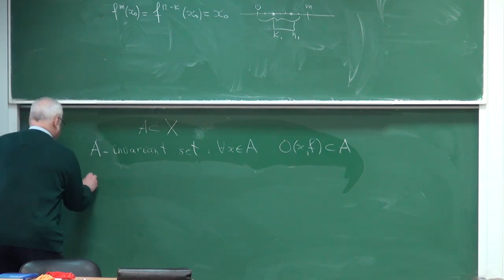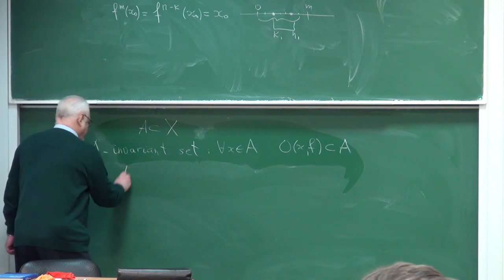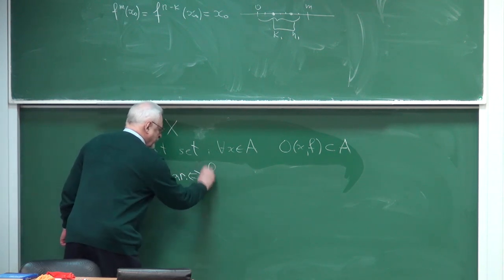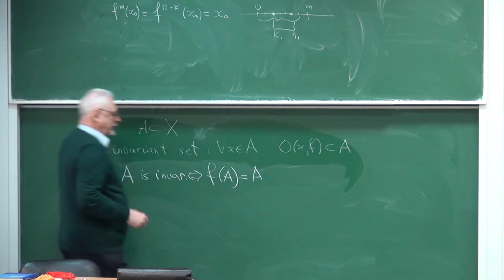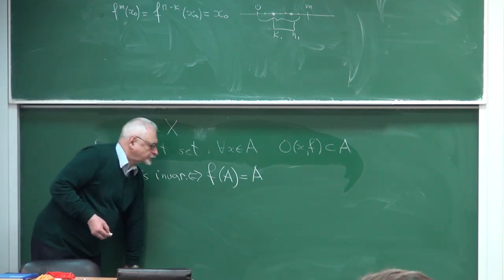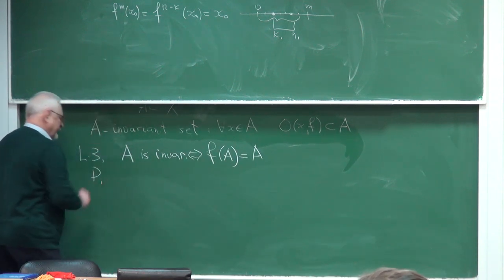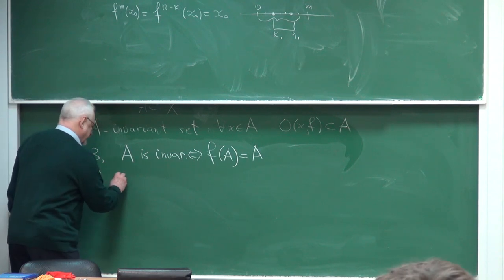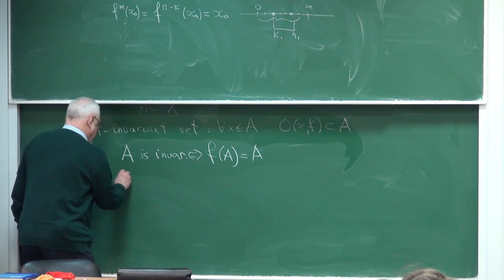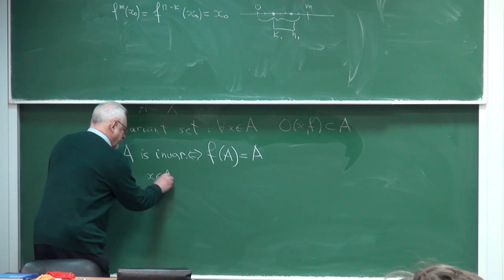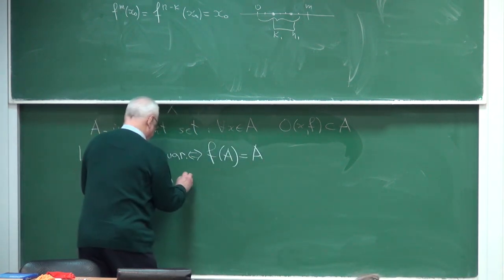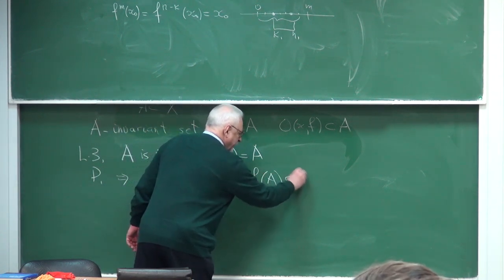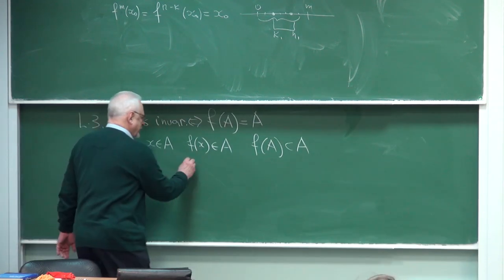And of course, it's easy to understand that this set A is invariant if and only if it equals its image. I'm a little ashamed to prove such things, but it's better to prove. So if A is invariant, I take a point x, then since the trajectory belongs, f(x) belongs to A, so f(A) belongs to A, but also the pre-image.